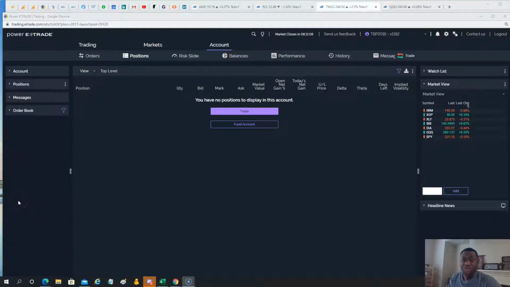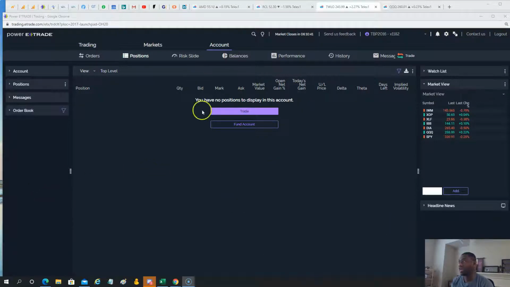Hello, welcome to Successful Trading. For this video on Power E*TRADE scanners. This is something that we have talked about in our article on the blog, Power E*TRADE Review. Part of that, we want to showcase the built-in scanner inside of the Power E*TRADE tool and how you can go about using them.